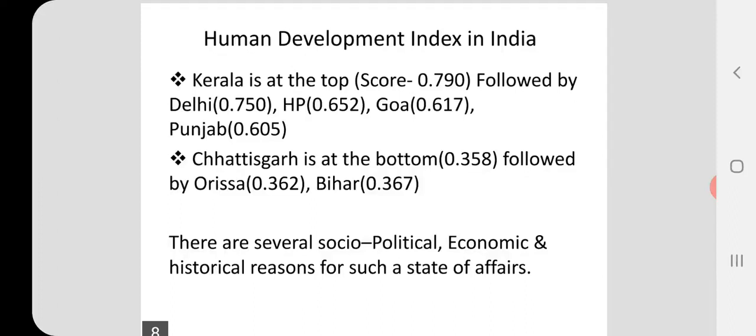There are many reasons behind this uneven distribution of human development index in India. These causes can be classified as socio-political causes, economic causes, historical causes. So these factors influence the uneven distribution of human development index in India.